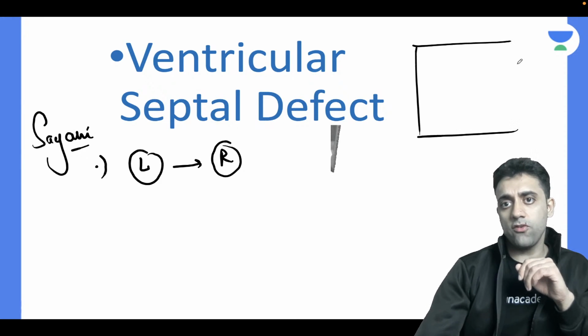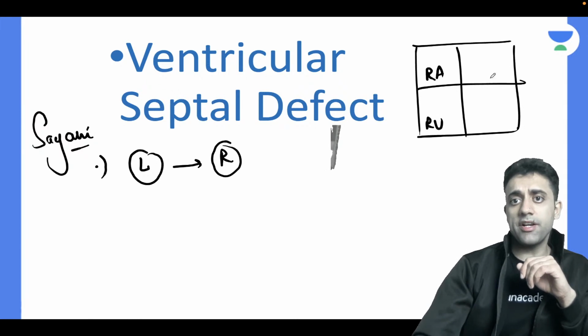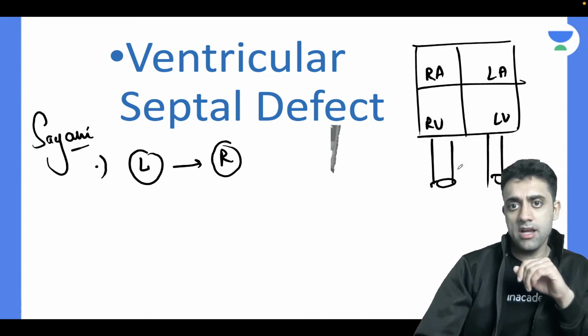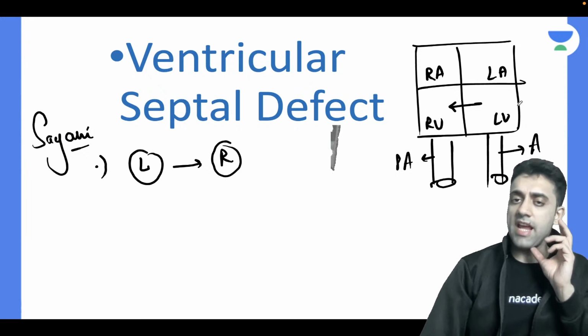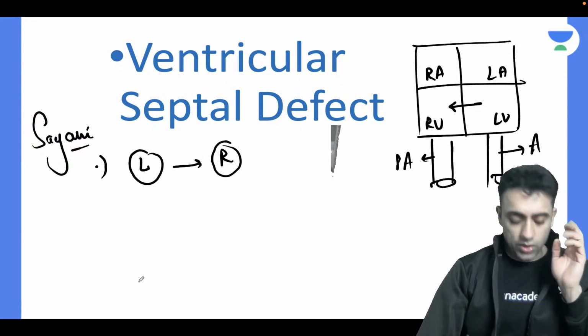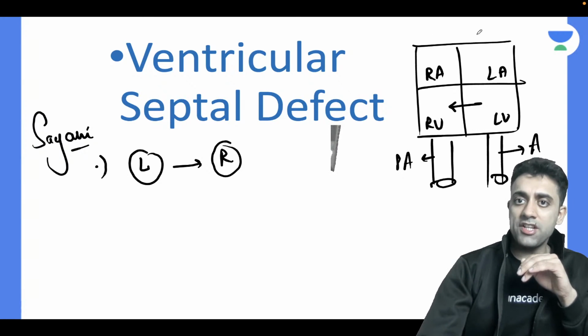If I draw a picture of four chambers like that, we have a right atrium, right ventricle, left atrium, left ventricle, and this is our pulmonary artery, and this is our aorta, right? So my question is about VSD, ventricular septal defect. Number one, what all options do we know? Yes, so number one, it is a left to right shunt, yes or no?